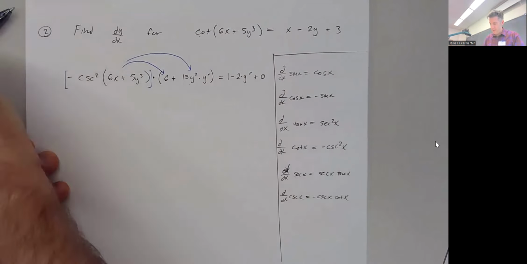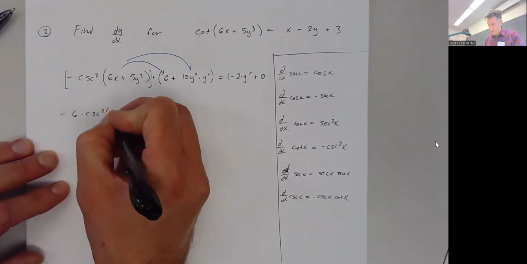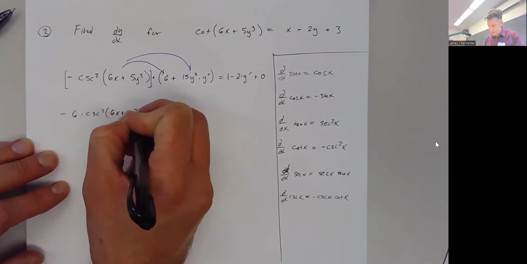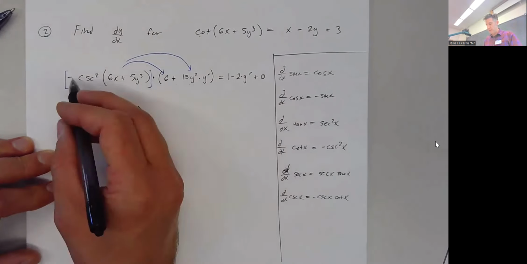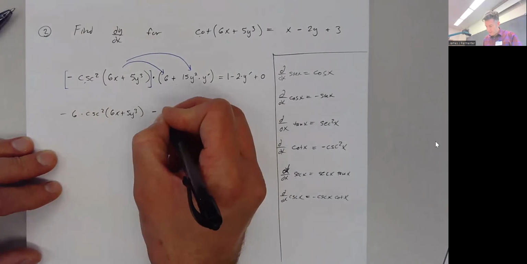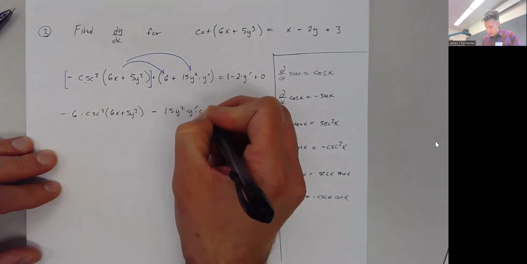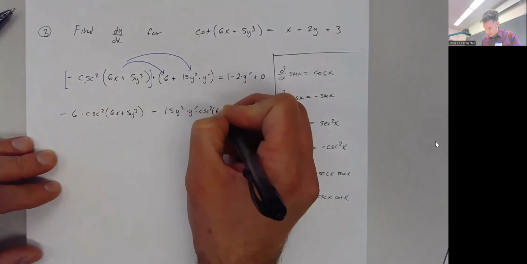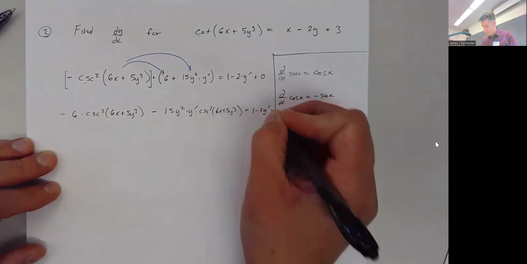So we've got negative 6 times cosecant squared of 6x plus 5y cubed. And then I would say plus, but really it's going to be minus because it's a minus cosecant squared of that stuff times all that. So it's a minus 15y squared times y prime times cosecant squared of 6x plus 5y cubed. Equal to 1 minus 2y prime.